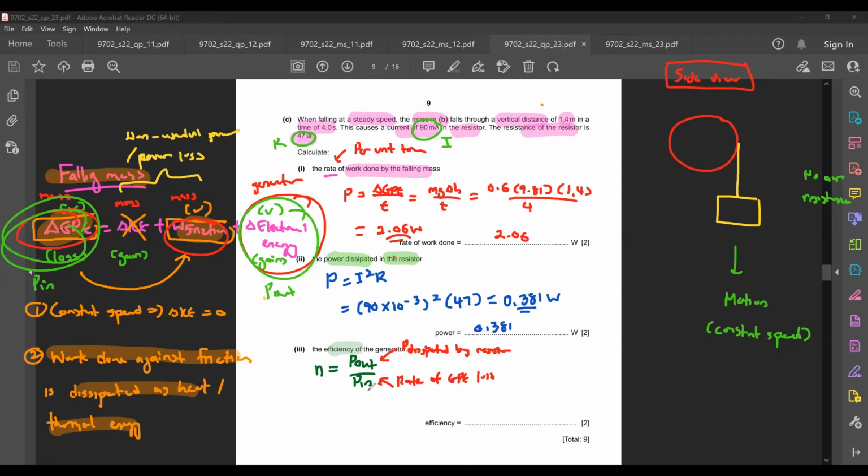So in your case, you just write it as 0.381 divided by 2.06. You're going to get the answer is 0.185. So this is your answer. Marking scheme would put it as 2SF is 0.18.